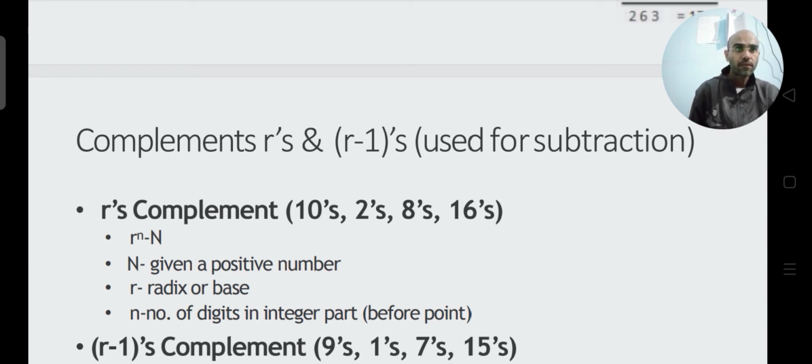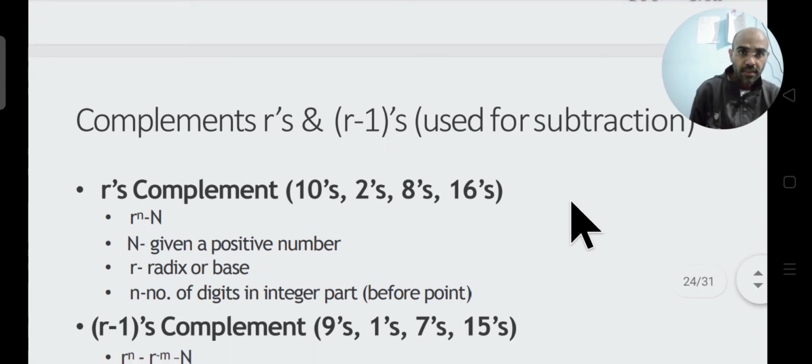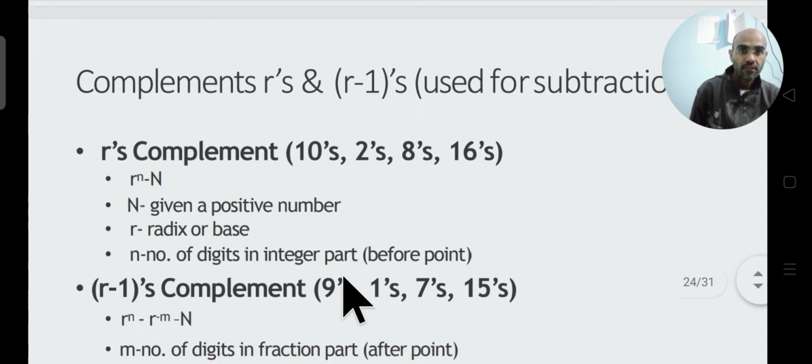In any number system, we have two complements. One complement, which is the higher one, is called the R's complement, whereas the lower complement is called the R minus 1's complement. In the decimal number system, R's complement is also called 10's complement, whereas in the binary number system it is called 2's complement, in octal 8's complement, and in hexadecimal 16's complement. The R minus 1's complements are 9's complement in the decimal number system, 1's complement in binary, 7's complement in octal, and 15's complement in the hexadecimal number system.